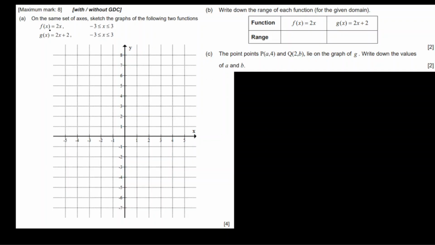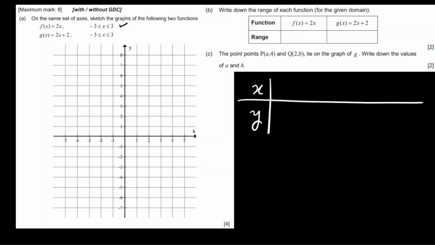First one, on the same set of axes, sketch the graph. So graph we have to do. For plotting a graph, we will consider a few values of x and find values of y corresponding to those values. I'm going to do f(x) first. They have given us a domain, that means the value of x is already given to us. The value of x we have to take within this domain: x is greater than or equal to negative 3 and less than or equal to 3.